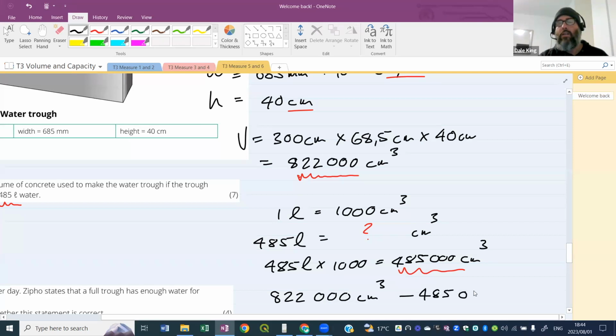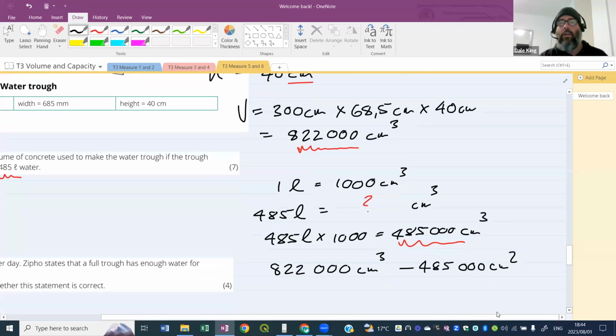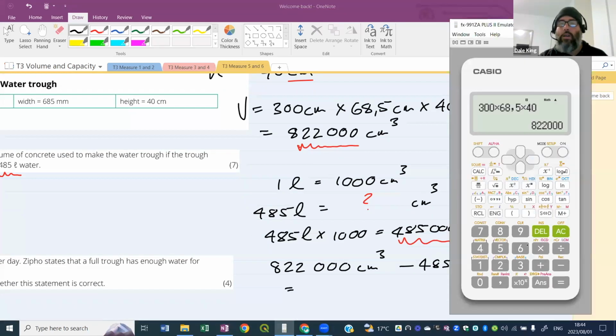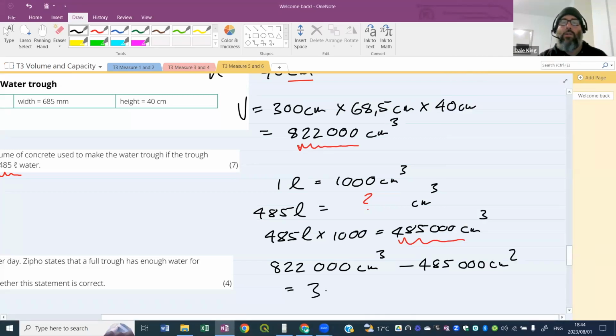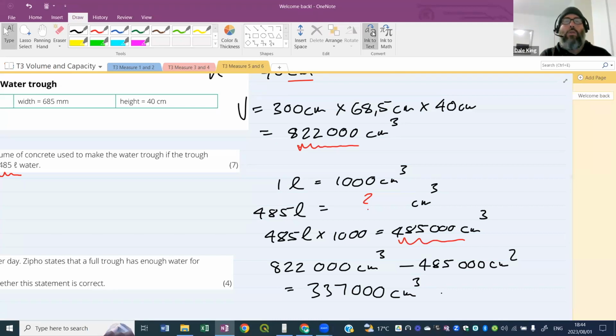Okay. So we subtract these two, and we should get, so 822 minus 485, 337,000. 337,000 cubic centimeters of concrete. Yes, of concrete. Okay. Does this make sense, guys? And it's an important question.